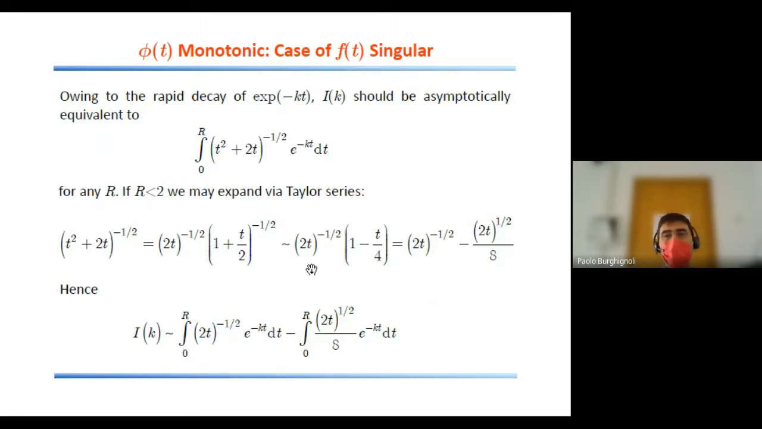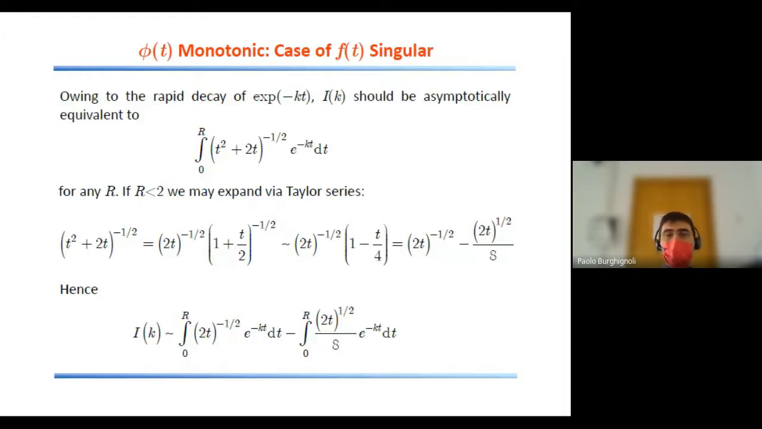If we now again distribute this factor here, we have (2t)^(-1/2) minus (2t)^(1/2) over 8. So we have reduced our asymptotic evaluation to the evaluation of these two integrals corresponding to these two terms. Now, the evaluation of these two integrals can be reduced to the definition of a gamma function.